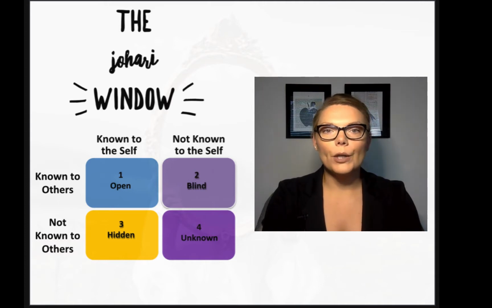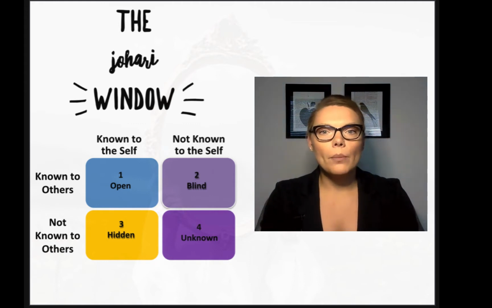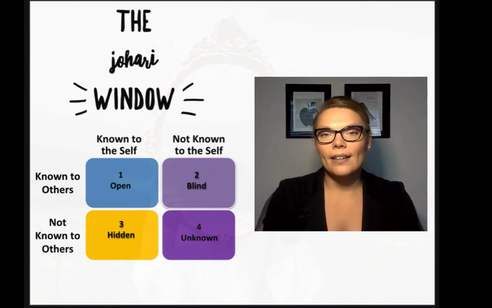The Johari window poses that we have 4 selves. First is our open self, and this is all the things that you know about you. For example, I know that I love coffee, and I prefer the company of kind people.